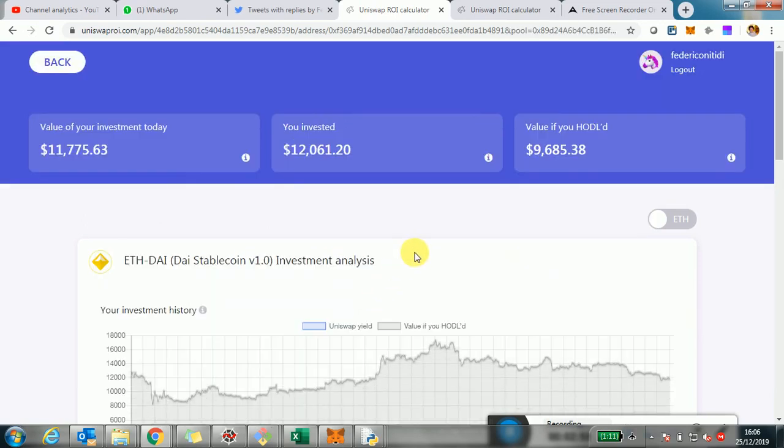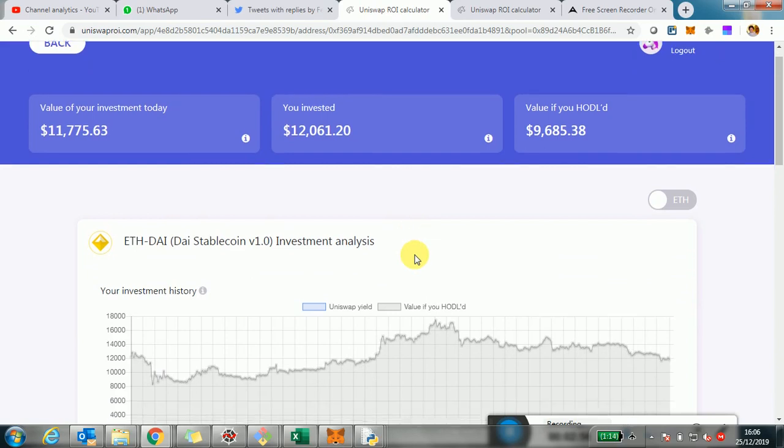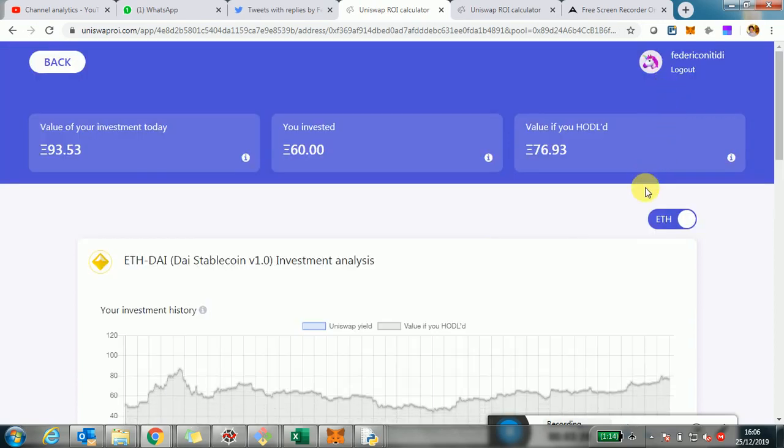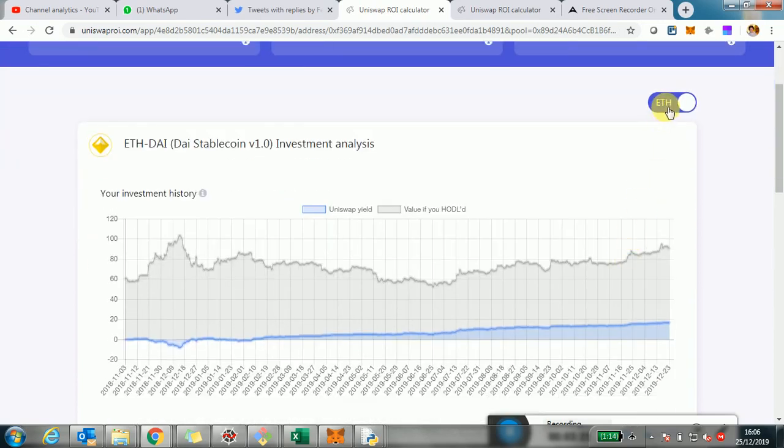So to do this, we zoom into the pool, and specifically what I want to point the attention to is this new feature of charting that allows you to represent your investment history. So if you've been investing in Uniswap, you will see essentially a chart here. Which by default is in US dollars, but you can turn it into Ethereum if you want to visualize the return in Ethereum, by toggling the switch.